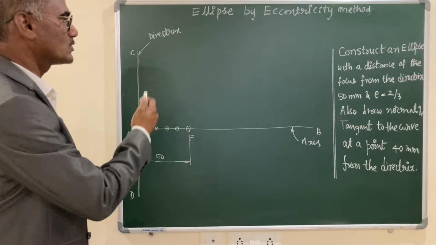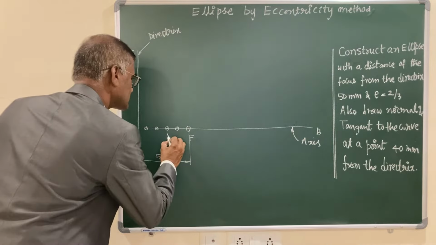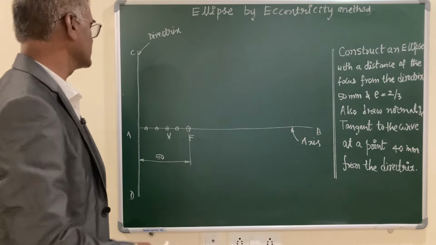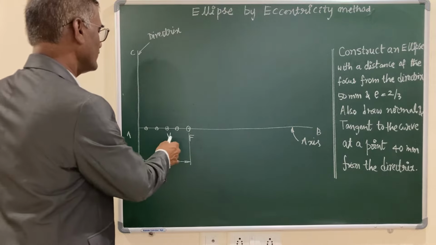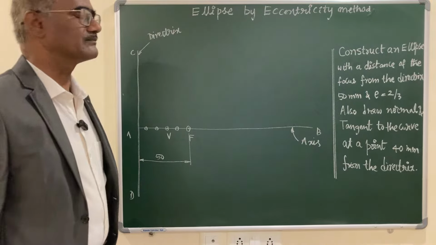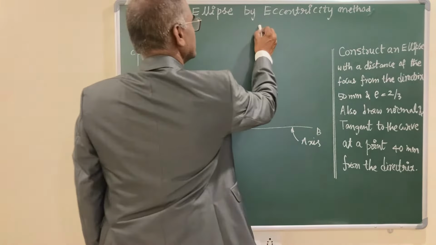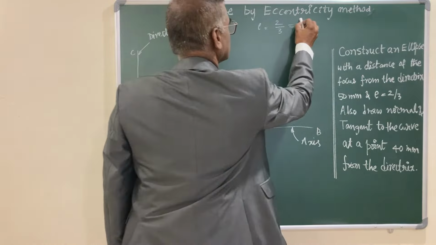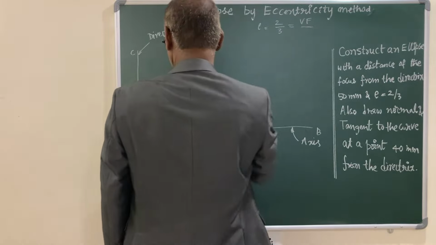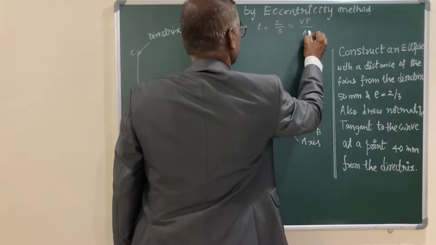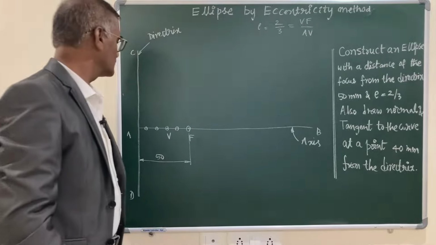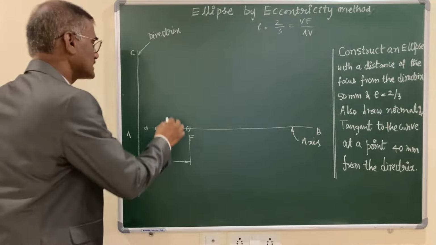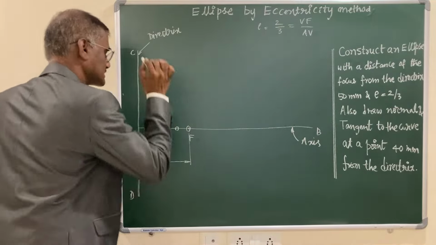So the vertex is located at the second division from F. That is what is given. e is nothing but VF divided by AV, that is 2 by 3. So e is 2 by 3. This is nothing but VF divided by AV, right? So you have located the vertex. After this, let us erect a vertical line passing through the vertex.